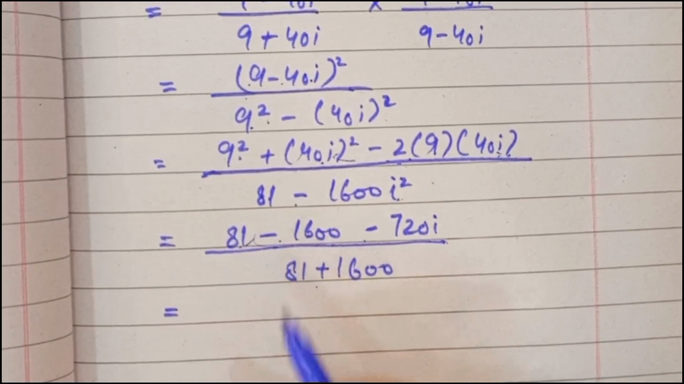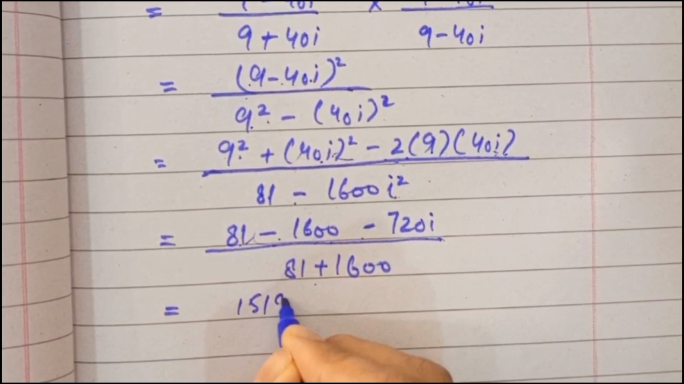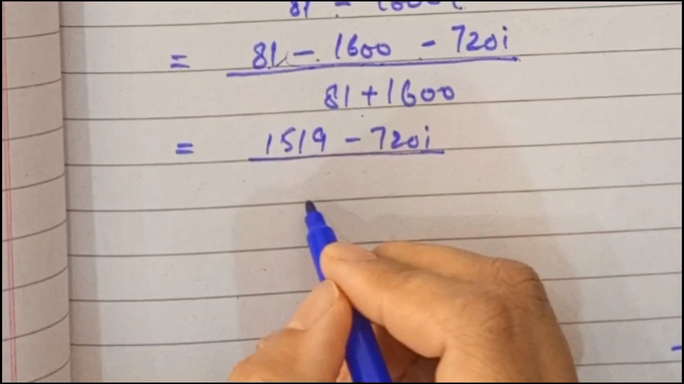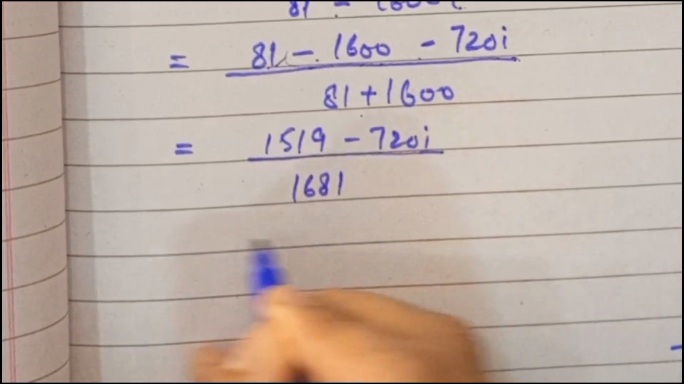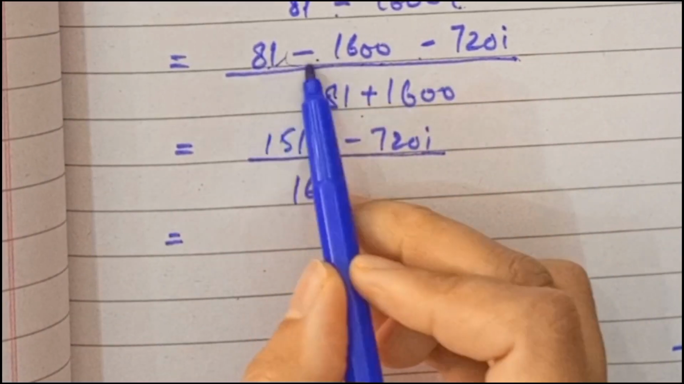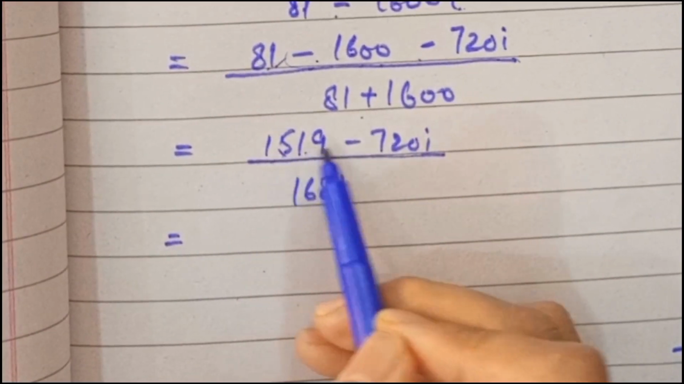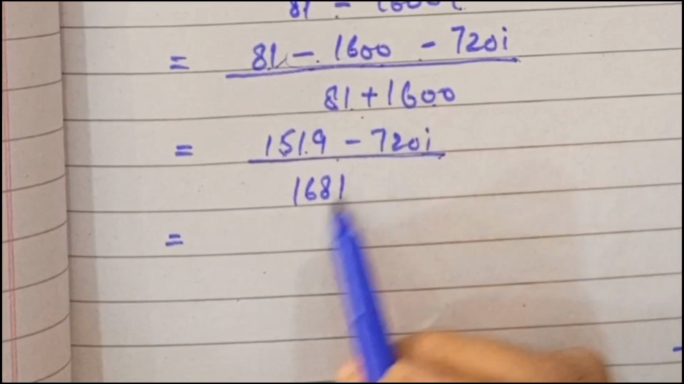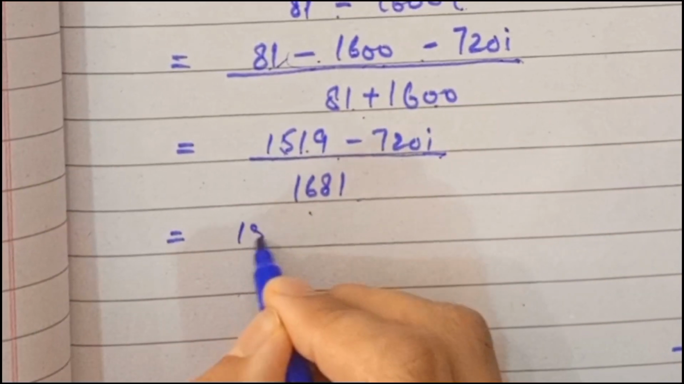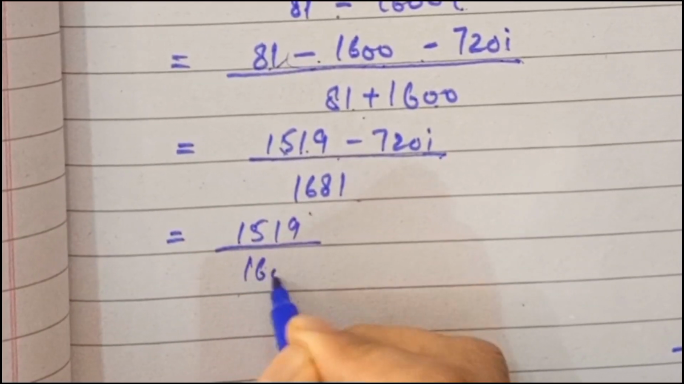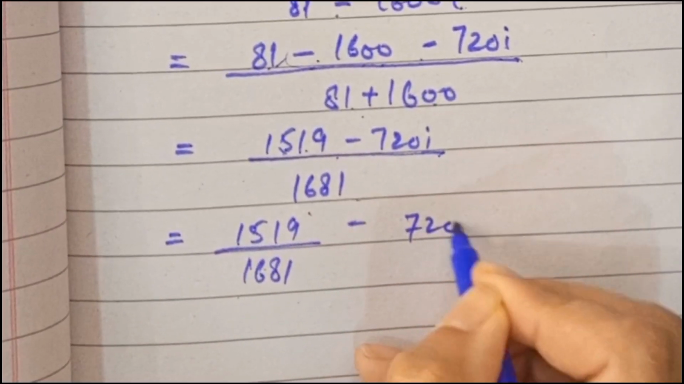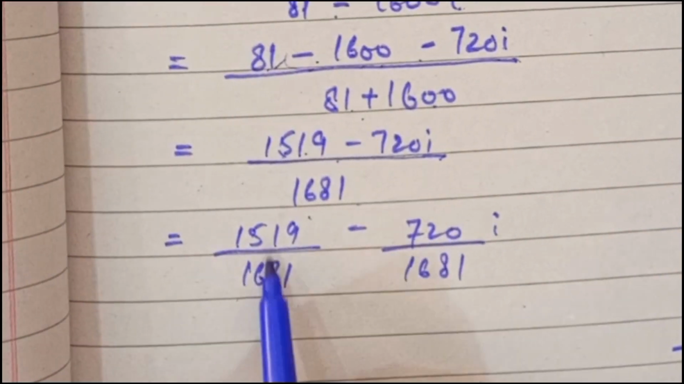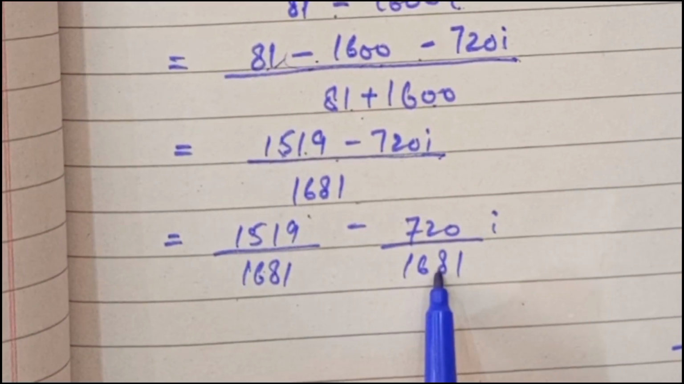Now 81 minus 16. So 81 minus 1600 is 1519, minus 720 iota as it is. 81 plus 1600 is 1681. So if my calculations aren't wrong, then this is our answer. This is the real part and this is the imaginary part.